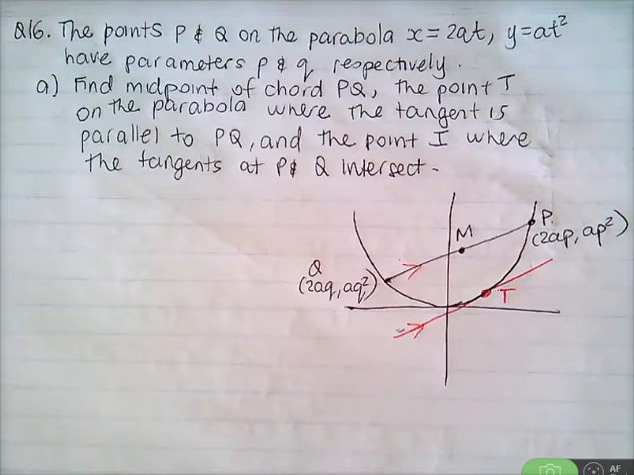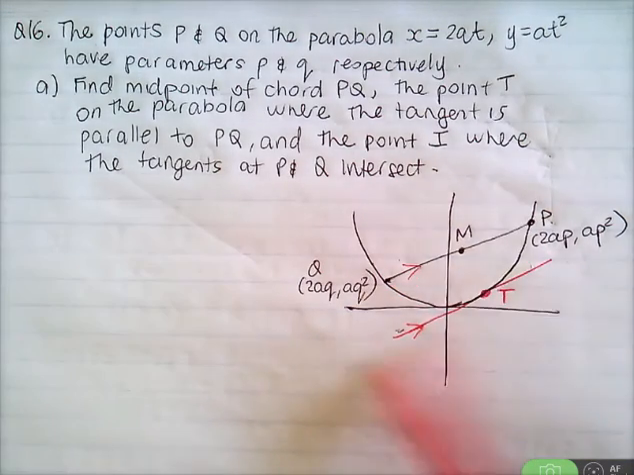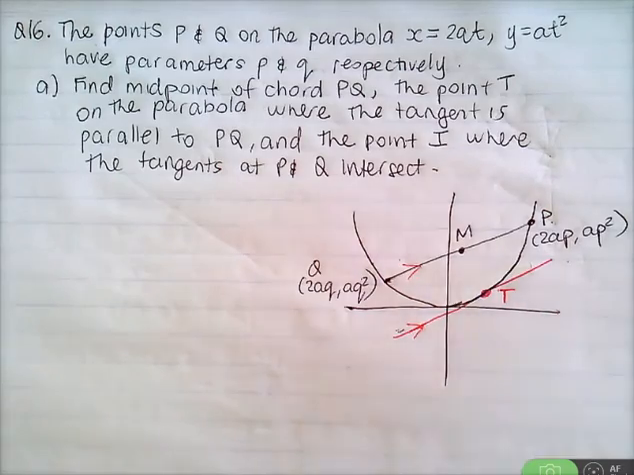Got any ideas what you might do? Can you find the gradient? Parallel lines have the same gradient. What could you find the gradient of quite easily? Yep, using no differentiation, P and Q are two points. Yep, gradient formula. Whatever gradient you get for PQ, it's the same as the gradient at T.